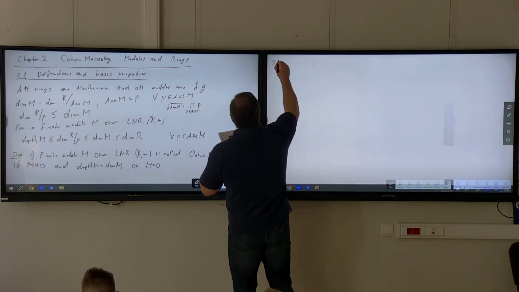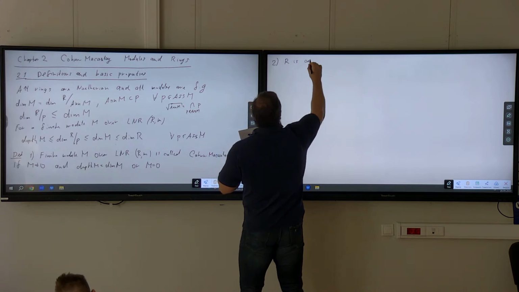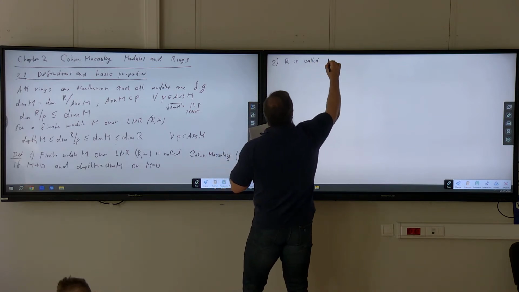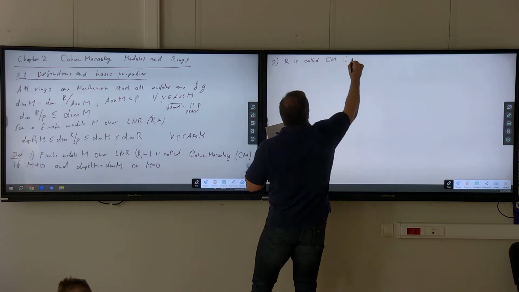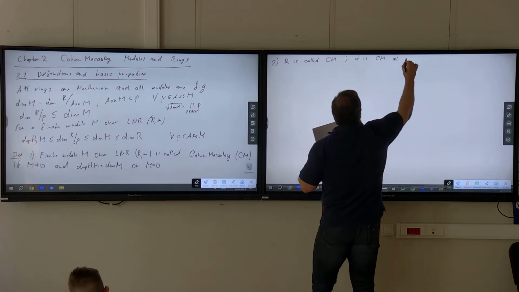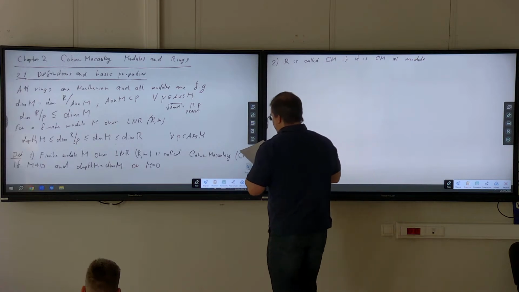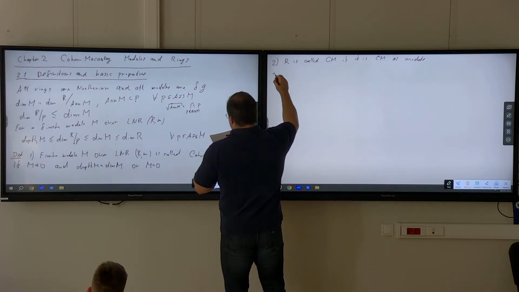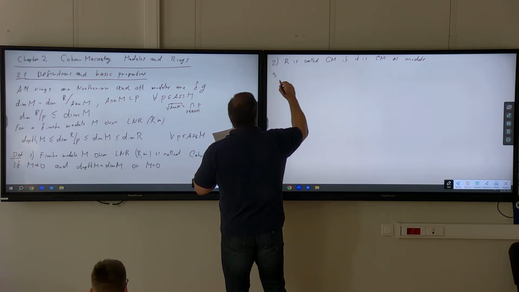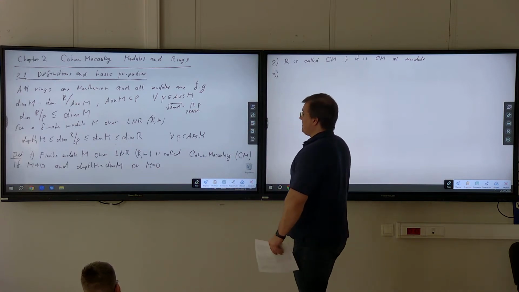Two, the ring itself is called Cohen-Macaulay if it is Cohen-Macaulay as a module. Three. So we only define Cohen-Macaulay modules for local Noetherian rings.